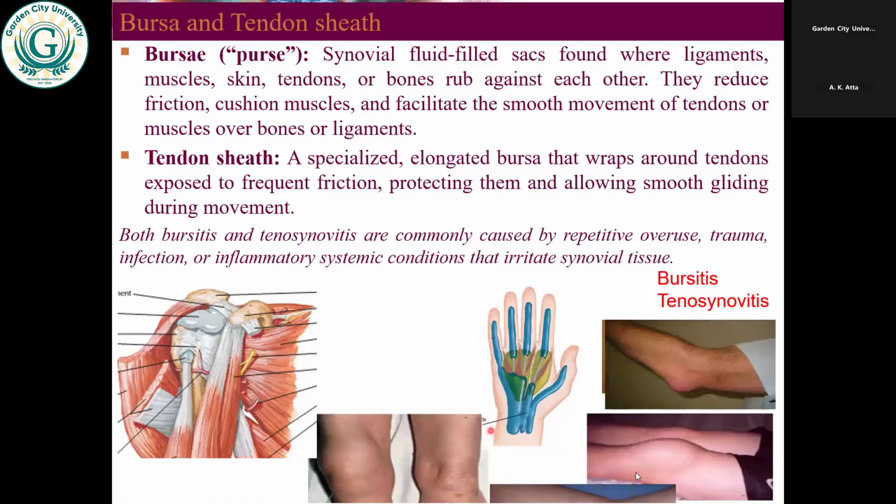Then, in fact, they call this one, I think the elbow, this one is what they nickname the student bursa. The student bursa.